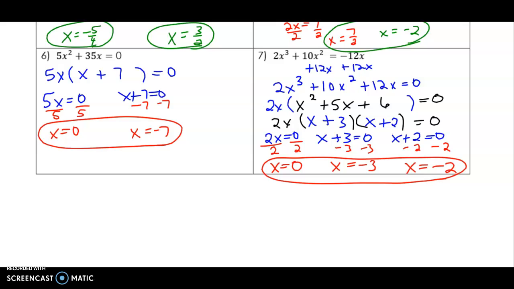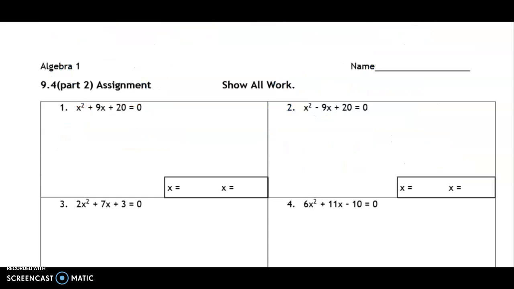All right. Now you can get started on the homework. Just make sure you show your work, show your factors, and then write your answers in the blanks.